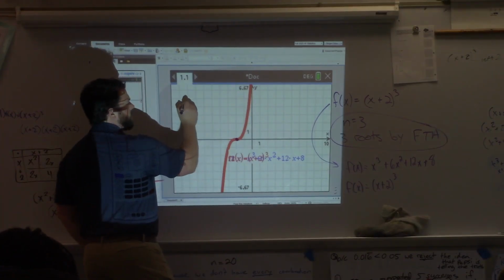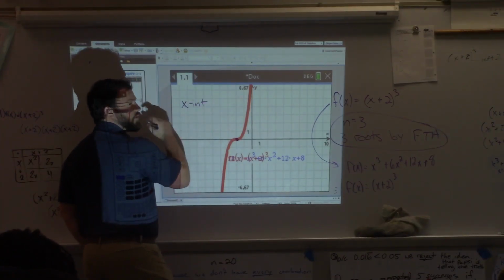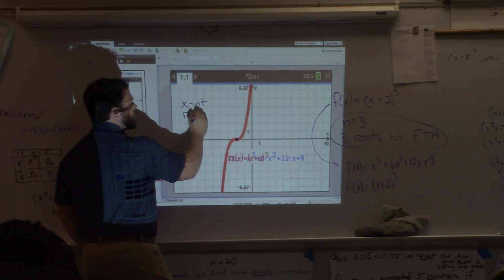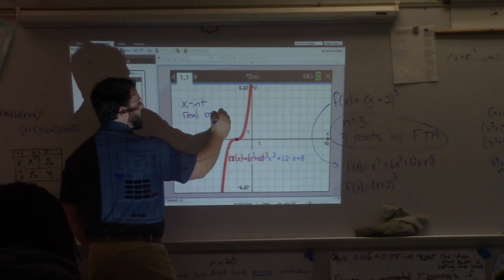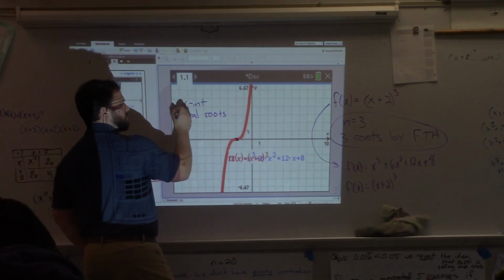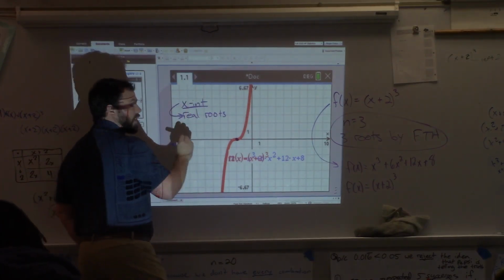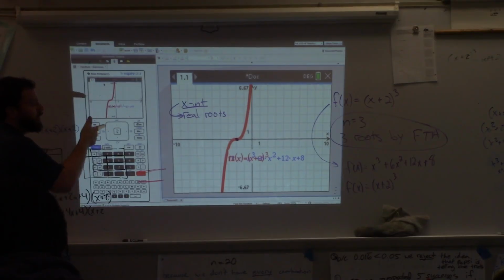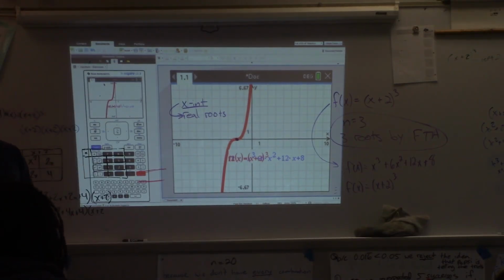It's an x-intercept. Remember, my real roots show as what? X-intercepts. Not just any intercept, an x-intercept. So I only see 1 real root there. But I'm supposed to have how many? Supposed to have 3, right? So where's my other 2? Maybe imaginary, right?